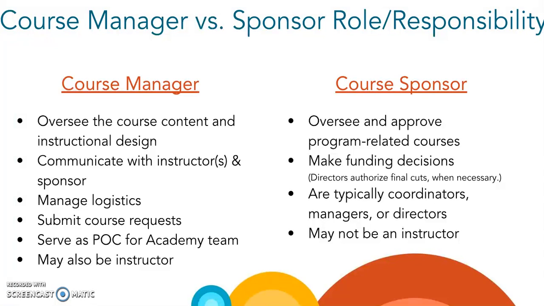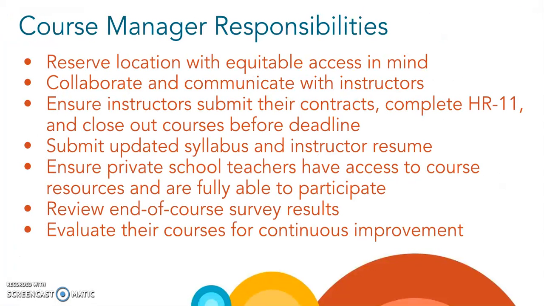And to further clarify, here are some things that the course manager does. The first bullet addresses equitable access. So what we mean by that is we're in the process of creating a heat map of where the academy courses are currently offered, which part of the county, and I can tell you right now, there is a disparity in the amount of courses that are offered in one part of the county over the other.